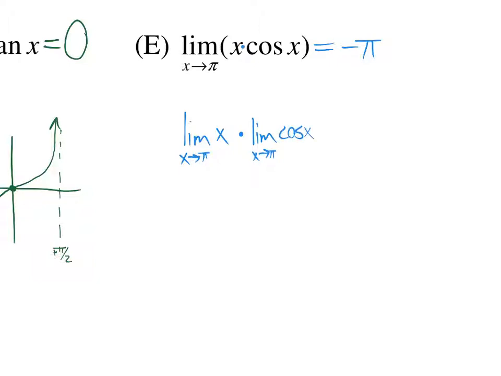Okay? So, as x approaches pi, x equals pi. And you guys know that cosine is continuous for all real numbers. So cosine of pi does equal -1. Remember our unit circle. So that gives us negative pi. Okay? All right. Now it may have been a while since you used your unit circle, but you got to review it if you don't remember. Okay?